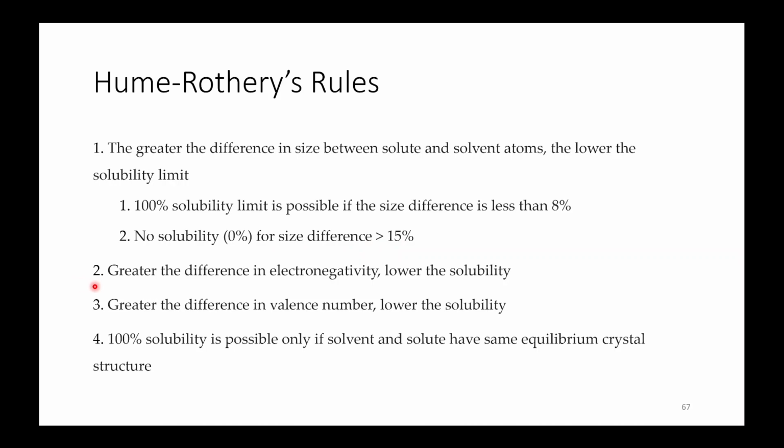Second, greater the difference in electronegativity, lower will be the solubility, because then your material will be more likely to form intermetallic compounds. Third is greater the difference in valence number, lower will be the solubility. And 100% solubility is possible only if solvent and solute have the same equilibrium crystal structure. For example, copper and nickel both have FCC type of structure.